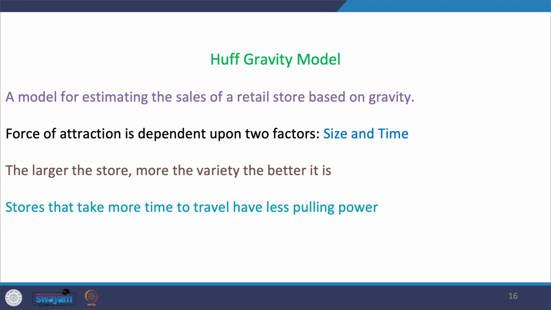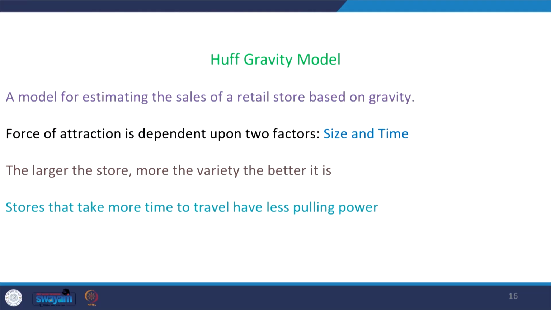Now with respect to location dynamics, we need to understand one important model, the Huff gravity model. This is precisely used for determining the attractiveness of a particular retail site, and it depends upon two factors, size and time. The larger the store, the more the variety, the better it is. It also takes attractiveness to the next level. If a retail establishment is very large, it will be offering more merchandise, more variety and more retailing options as far as customers are concerned, right? Which again makes it a very attractive point.